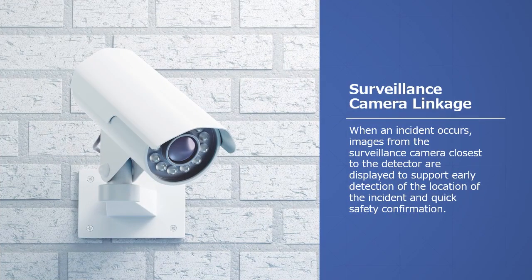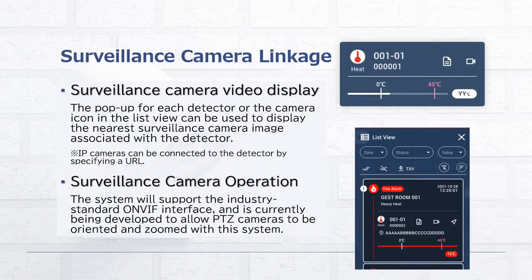Next, let me introduce the interactive function with surveillance cameras. By linking with a surveillance camera, it supports early detection of the location and quick safety confirmation in the event of a fire. From each detector's pop-up or from the camera icon in the list view, you can monitor footage of the surveillance camera that is closest to the detector.